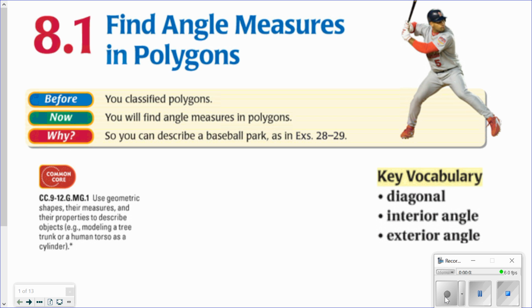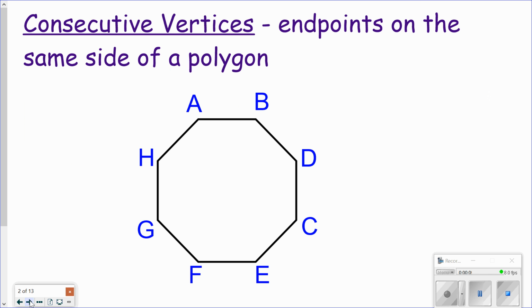Hi everyone, today we are going to start 8.1, which is find angle measures in polygons. Consecutive vertices. Consecutive vertices are endpoints on the same side of a polygon. So for example, A and B are endpoints, and if I connect them, these would be consecutive vertices.